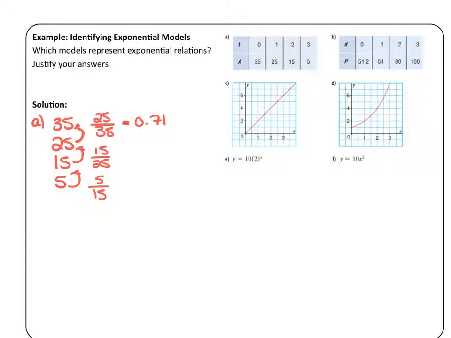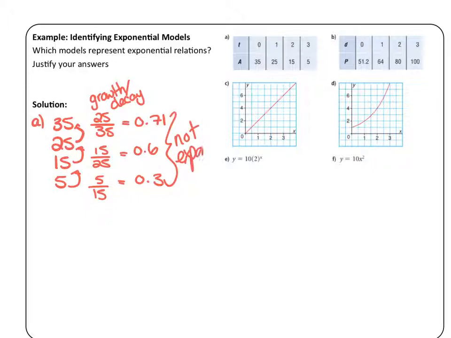So take the one and divide by the other one. It really doesn't matter which way you do it, but you're going to find out really quickly. Either way, it should give you the same thing. So 15 divided by 25 gave me 0.6. 5 divided by 15 is 0.3. So because they're not the same when we do this division to find a possible growth or decay factor, this is not exponential, because they'd have to be the same.